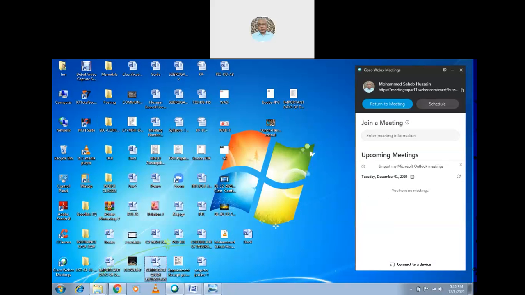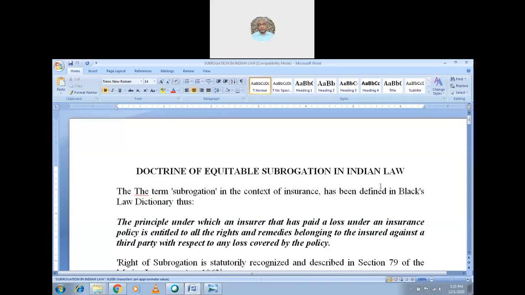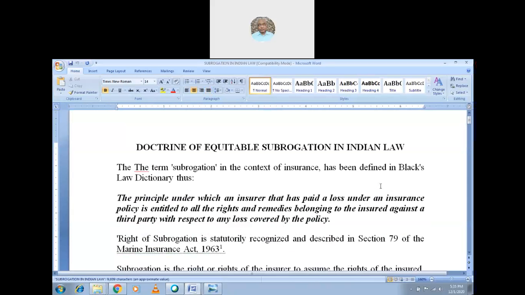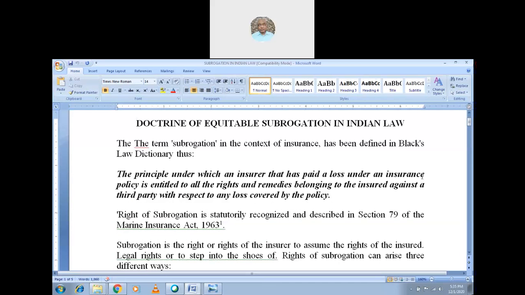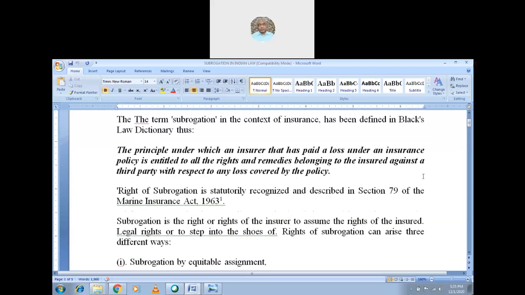Yes, here. So, the doctrine of equitable subrogation in Indian law, how it can be made. The term subrogation in the context of insurance has been defined in Black's Law Dictionary. Thus, the principle under which an insurer that has paid a loss under an insurance policy is entitled to all the rights and remedies belonging to the insured against a third party with respect to any loss covered by the policy.